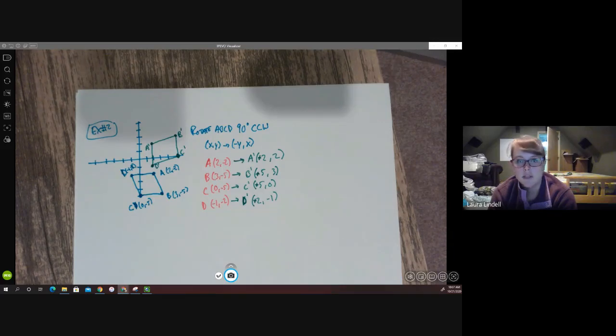Any questions on this one? Any numbers we're not sure where they came from or points we're not sure about? Okay, one more. Then we'll get to our assignment.